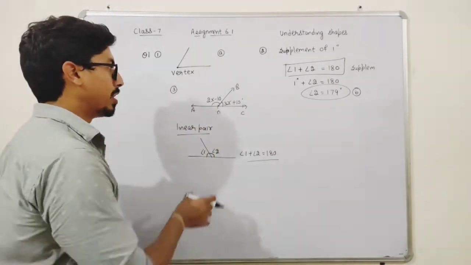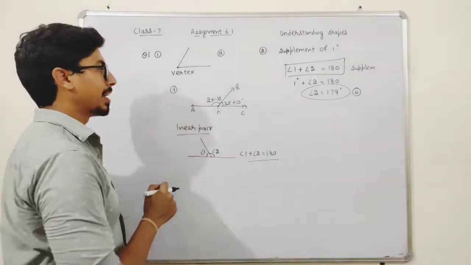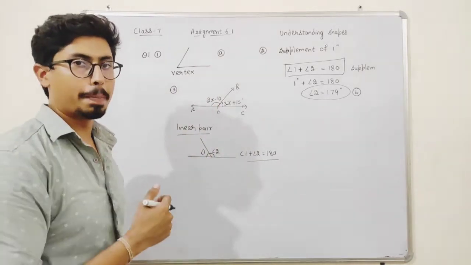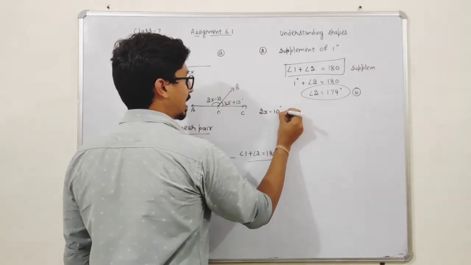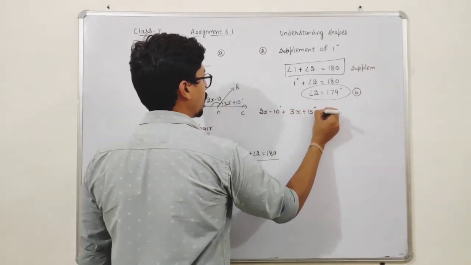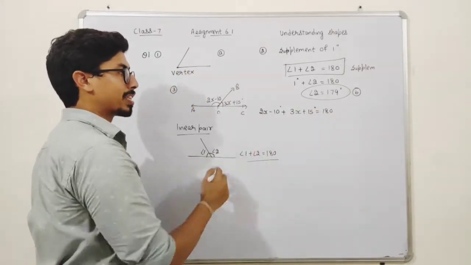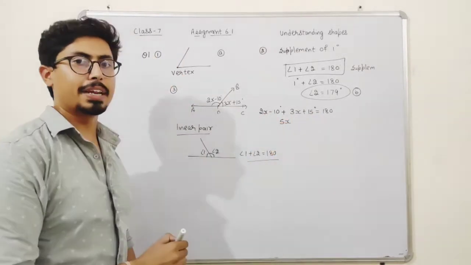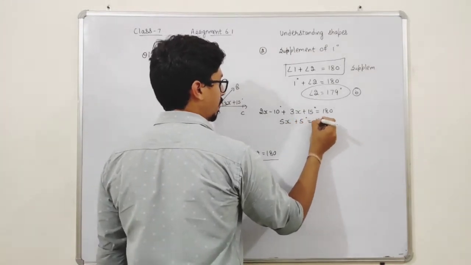Okay. Now similarly, students, in this part, AOC is a straight line. So I can say that the sum of these two will be 180 degree by linear pair. So 2x minus 10 degree plus 3x plus 15 degree is equal to 180 degree. Okay, students. So 3x plus 2x will be 5x. 15 degree minus 10 degree is equal to 5 degree. 5x plus 5 degree is equal to 180 degree.